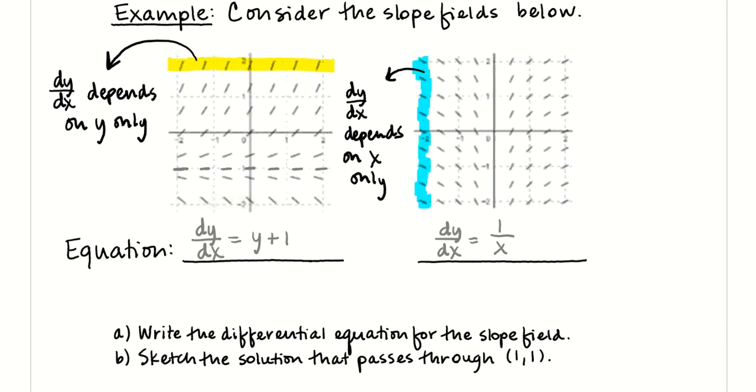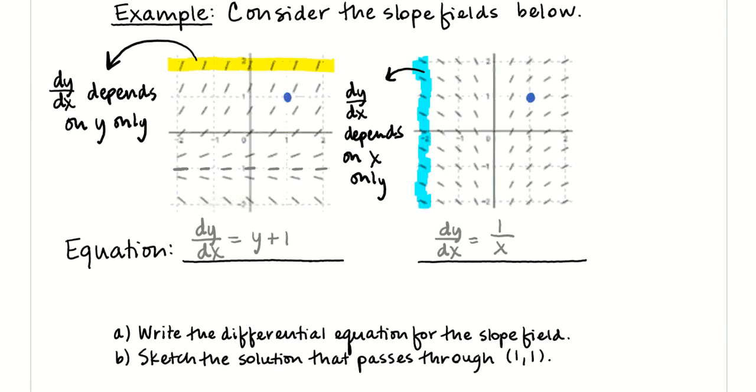But again, just in case you didn't hear me the first time, I won't ask you to just come up with an equation out of thin air for a slope field. That's not something you need to do in AP Calculus. But it says sketch the solution curve that passes through the point (1, 1). That is something we definitely need to be able to do.